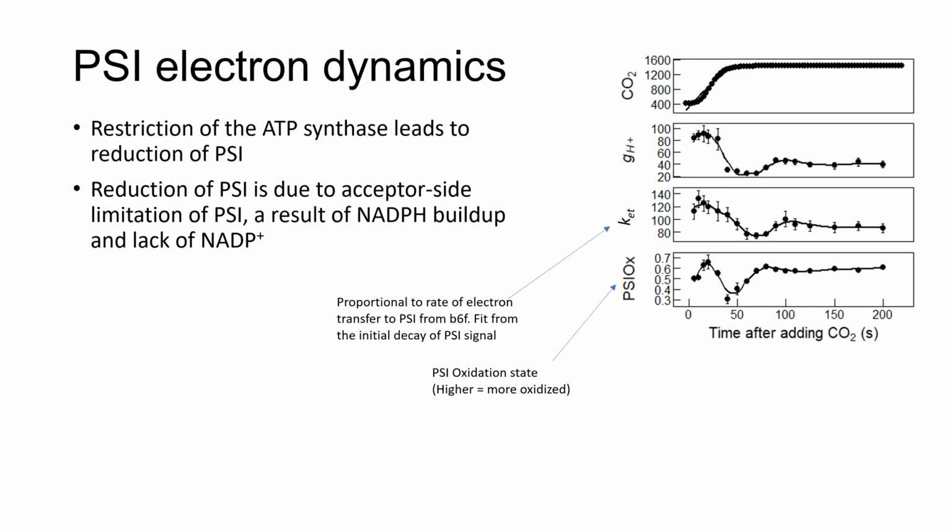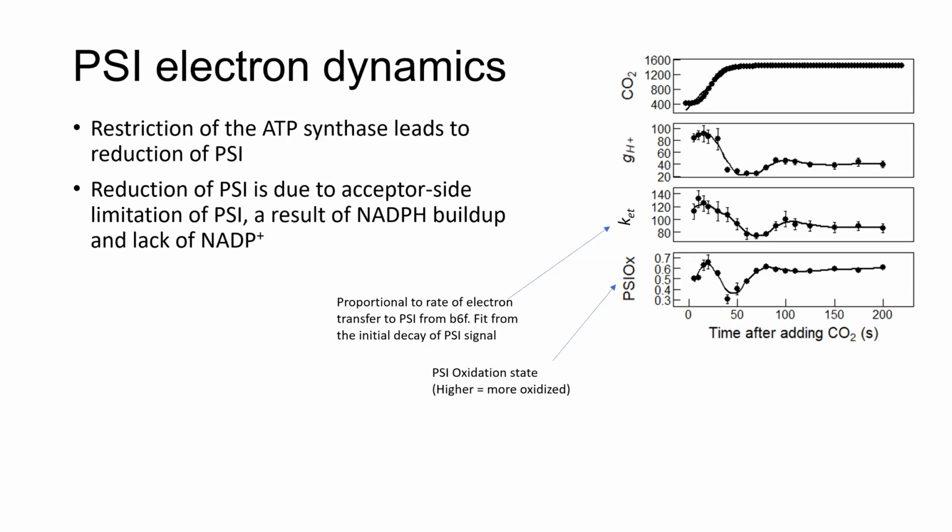So there are only two reasons that PS1 can become oxidized. Either there are more electrons flowing onto PS1, or there's an inability to remove electrons from PS1. We measured the electron transfer rate from the cytochrome b6f complex to PS1 just to prove that it comes from the acceptor side. This is fit from the initial decay of the PS1 signal. We can see that the rate of electrons flowing from b6f onto PS1 is slowing down. And that means that since the rate of electrons flowing onto PS1 isn't increasing, but it's becoming reduced regardless, there must be a slowdown in the rate that electrons are being taken off of PS1.